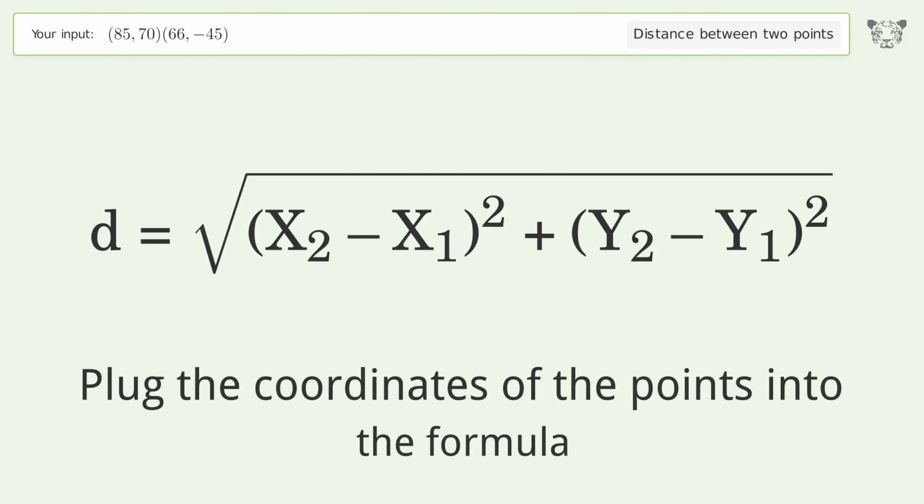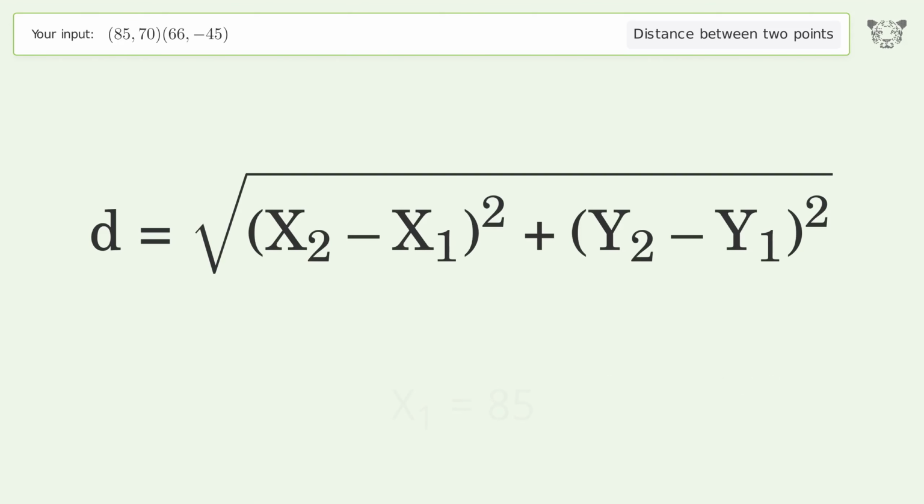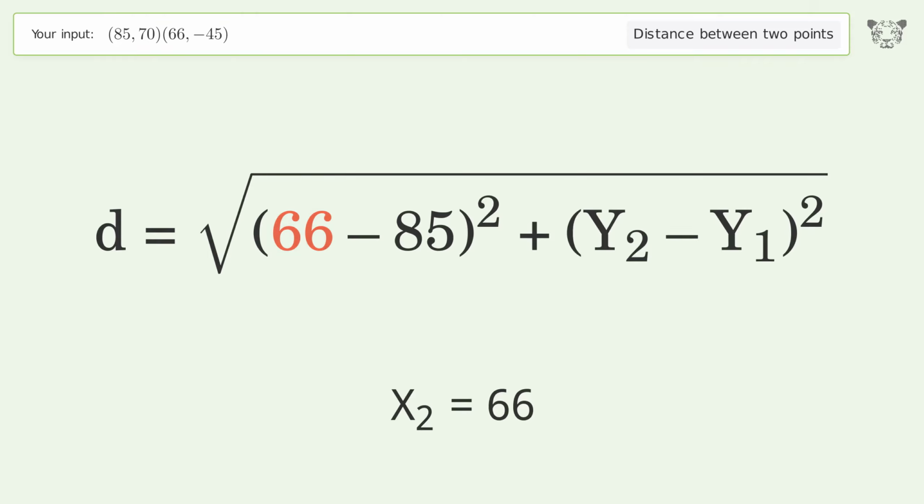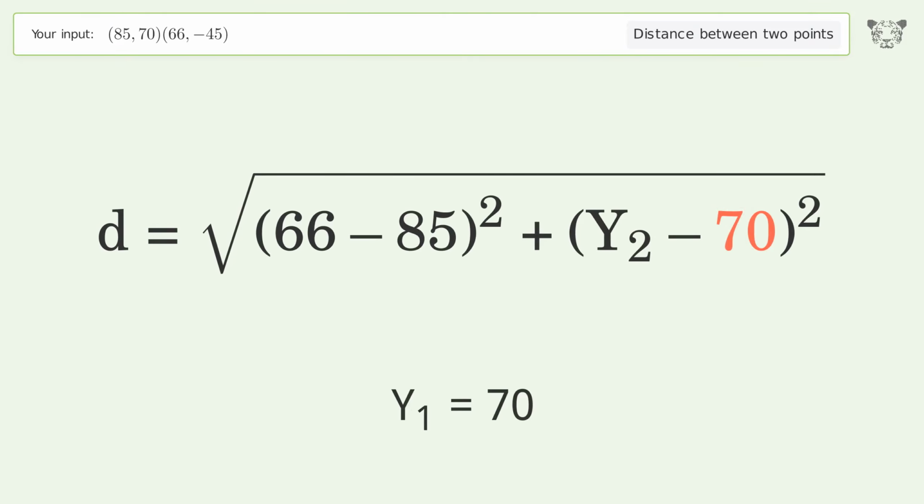Plug the coordinates of the points into the formula. x1 equals 85. x2 equals 66. y1 equals 70. y2 equals -45.